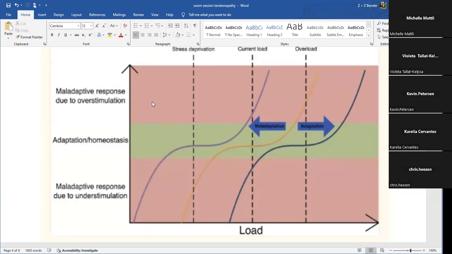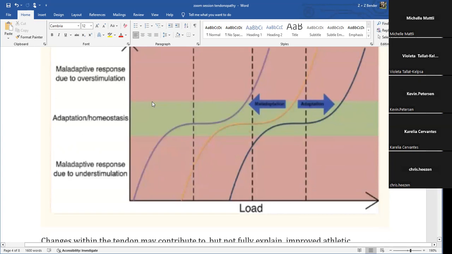Evan, you're a man of many opinions. What have you got? Yeah, Dave, it makes sense to me. Short and sweet. What loading program to use for Achilles tendinopathy?